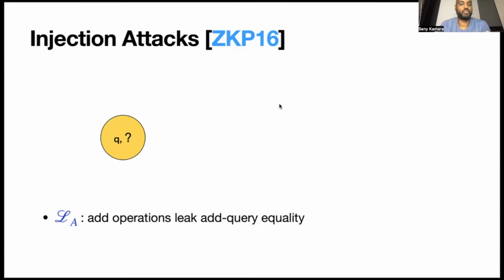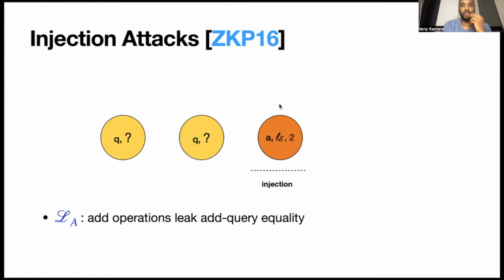Suppose I make a query on some label. The server just knows that there's a vertex. It doesn't know what label is being queried. And then I do another query. Again, the server doesn't know for what. But then suppose that the server can trick the client into doing an add operation for an adversarially chosen label, in this case L5. We're going to call this an injection. We'll call all of the queries that happen before the injection pre-injection queries, and all of the queries that happen afterwards post-injection queries.